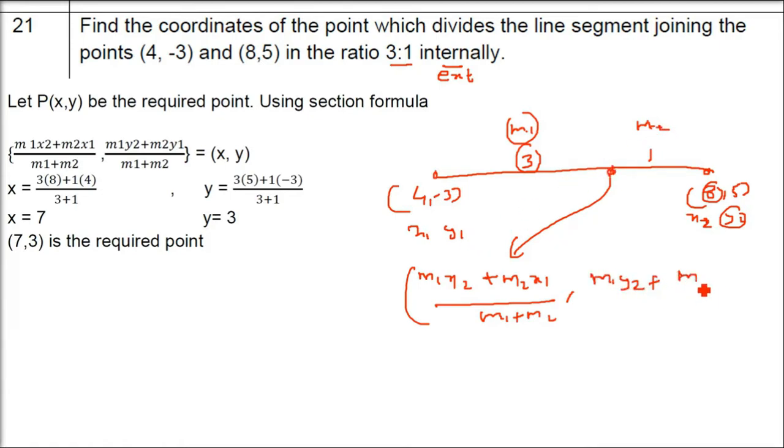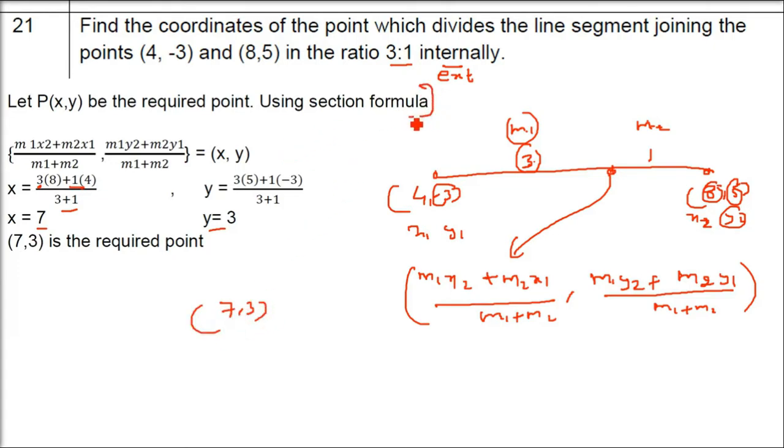So now m1 by 2 and same thing as x1. So m1 x2 plus m2 x1 by m1 plus m2, and m1 y2 plus m2 y1 by m1 plus m2. This formula we are going to use for external, it will be negative. For internal, it's positive. So now put the value 3 into 8 plus 1 into 4 divided by 3 plus 1. This is your x point, which is 7. And 3 into 5 plus 1 into minus 3 divided by 3 plus 1. And this is your y point, which is going to come 3. So 7, 3 is the required point of this question, internally dividing these 2 points.